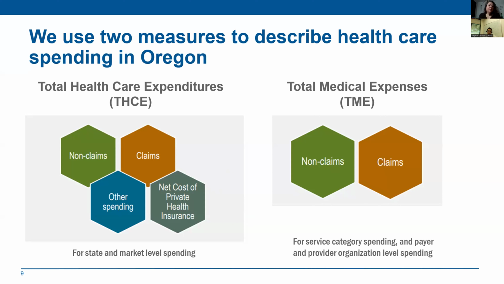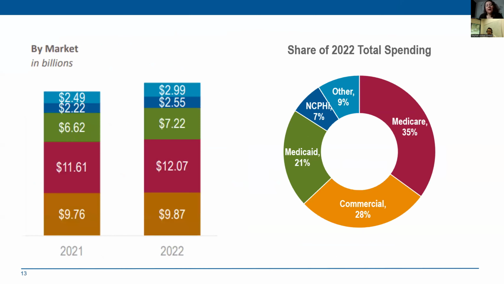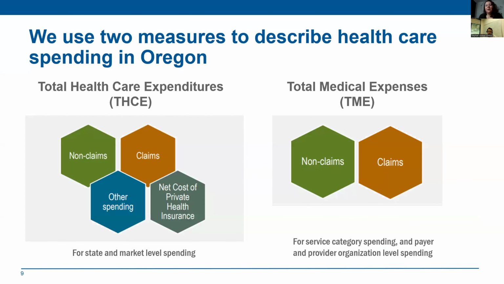That total healthcare expenditure measure is what we use at the state level and at the market level. When we're talking about payer and provider organization cost trends, we use a measure called total medical expenses. This is a subset and it's just the claims-based and the non-claims based spending. So I'm going to talk about both of these as we go, but I just wanted to give everyone a little bit of grounding on the two measures.